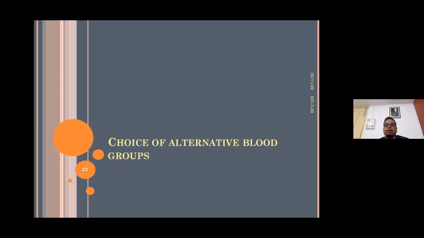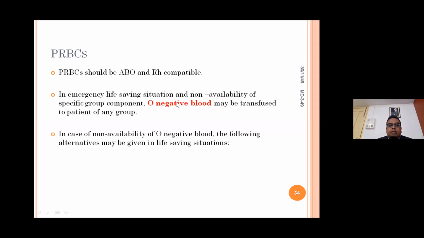Now coming to this important part, as I was talking about, choice of alternative blood groups. What happens if a patient of A group is bleeding and the blood bank does not have A group blood or A group component? So do we let the patient bleed, or do we let the patient not have a transfusion? So let us see how we manage those patients. Now, PRBCs should be ABO and RH compatible.